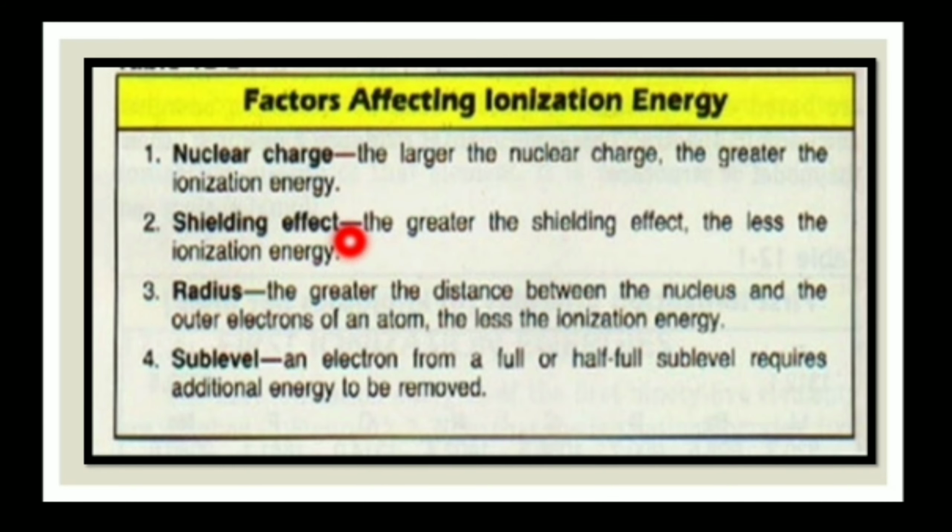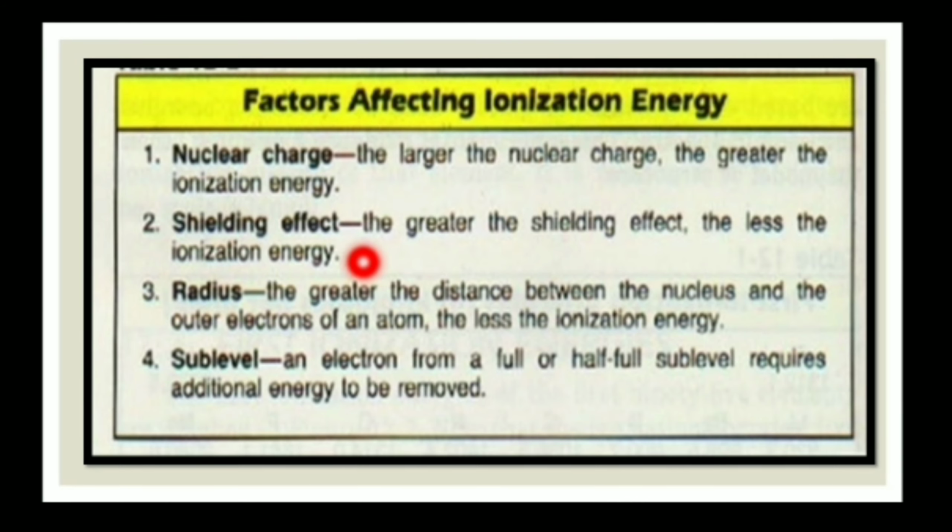Shielding effect. The greater the shielding effect, the lesser the ionization energy. The outermost electron is not strongly attracted towards the nucleus, because the inner electrons act as a screen for the outer electrons. Then the outer electrons are easily removed, so a lesser amount of energy is required to remove the outermost electrons. So the greater the shielding effect, the lesser the ionization energy.